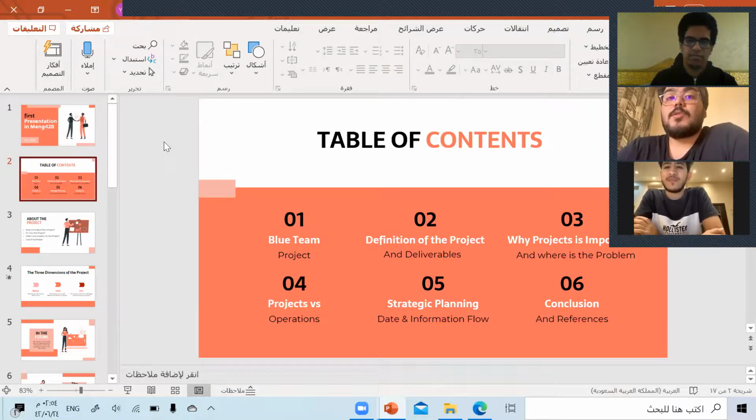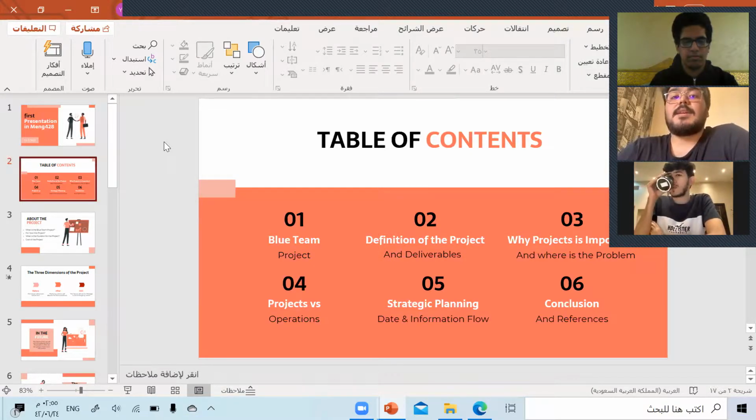Today, we are going to impress you with the 6 points that you are going to see. First point, we're going to get to know our project. Then we are going to show you the definition of the project and what the deliverables are. In the third point, we are going to present the importance of the project and the problem. In the fourth point, we have the comparison between project and operations. And before the last is the strategy planning, and the last we have the conclusion.